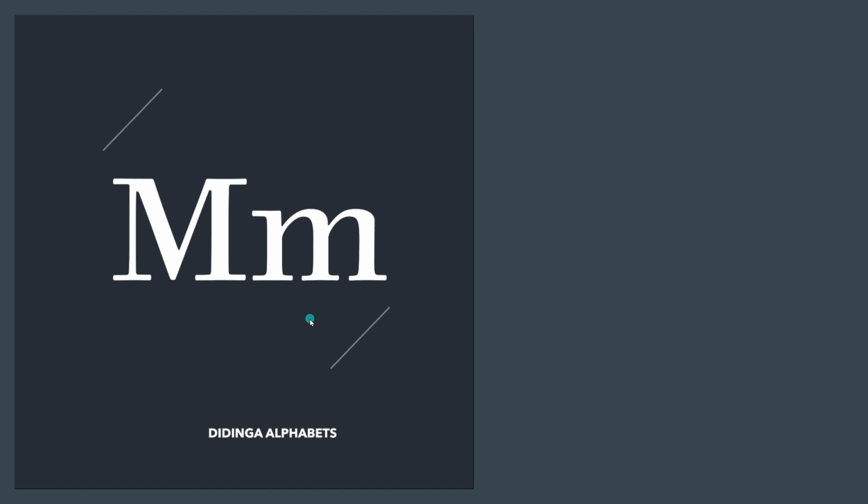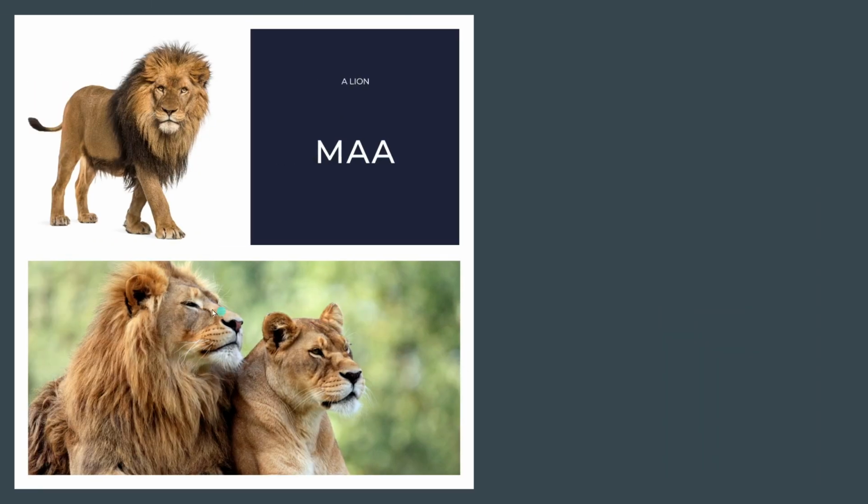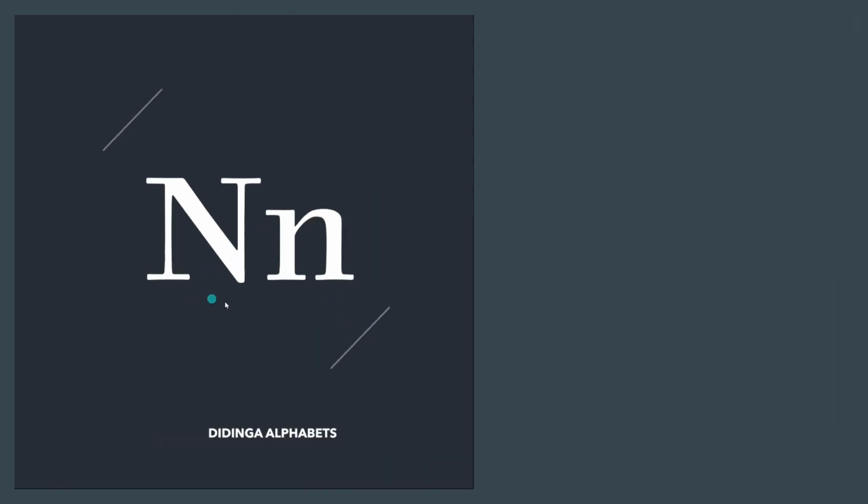Next is abacha ma. Abacha ma is for ma. Ma is for a lion. Whether it's a female or male lion, it's still ma. Pronunciation is the same thing. Ma, no changes.